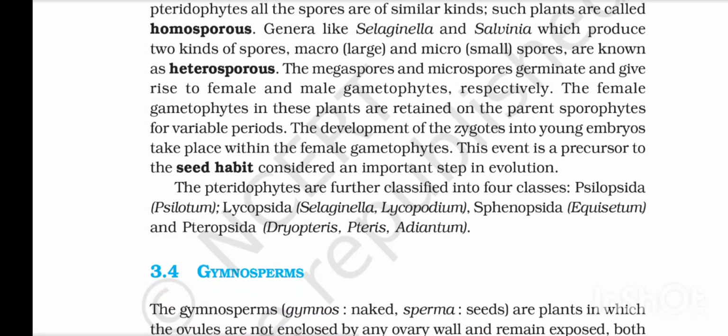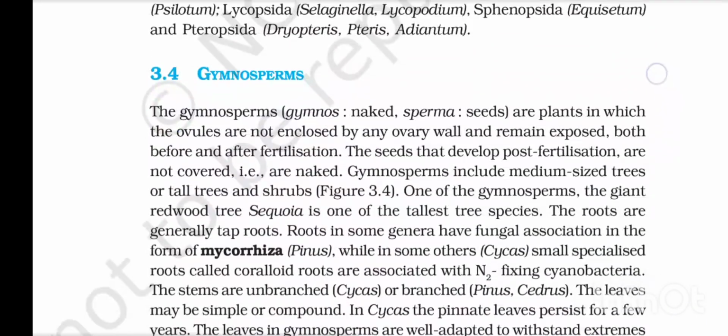The female gametophytes are retained on the parent sporophyte for variable periods. The development of the zygote into a young embryo takes place within the female gametophytes. This event is a precursor to the seed habit, considered an important step in evolution. The pteridophytes are further classified into four classes: Psilopsida, Lycopsida, Sphenopsida, and Pteropsida.